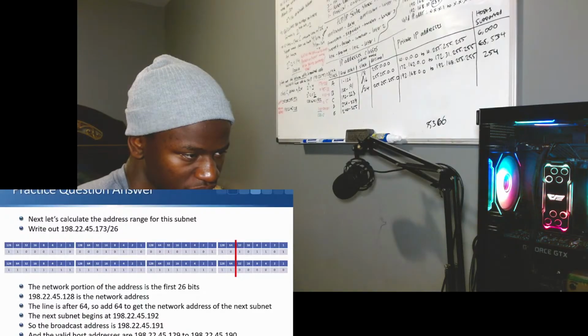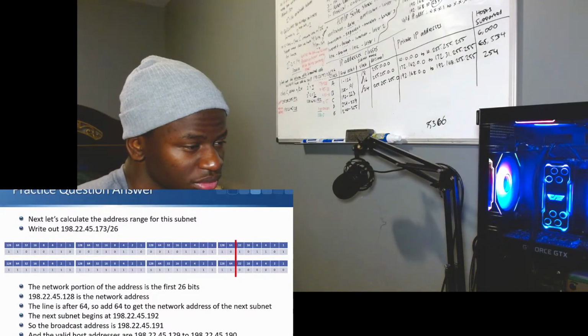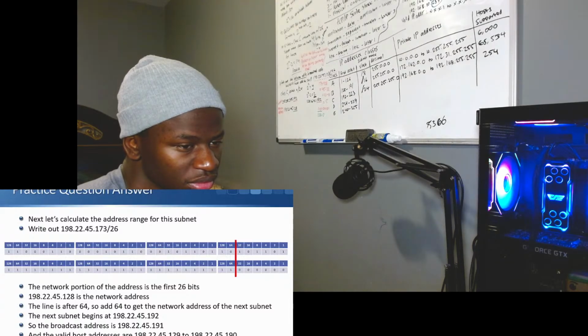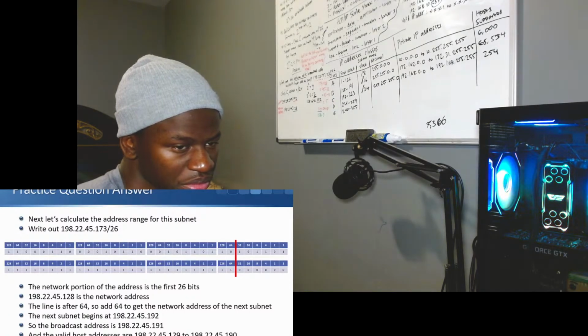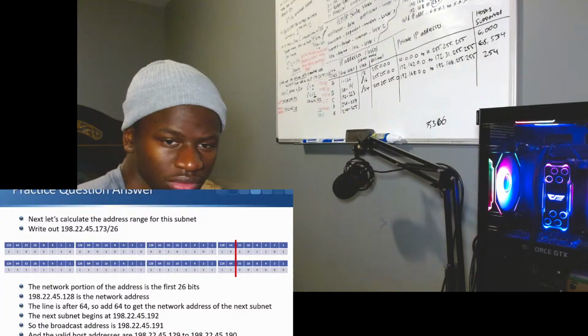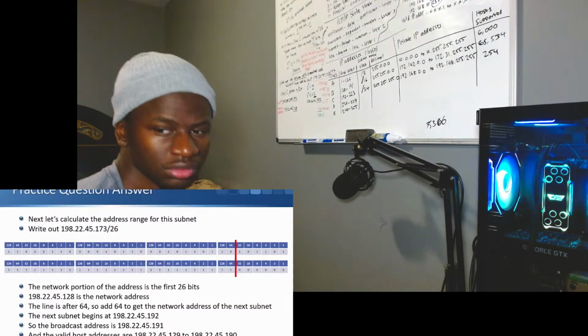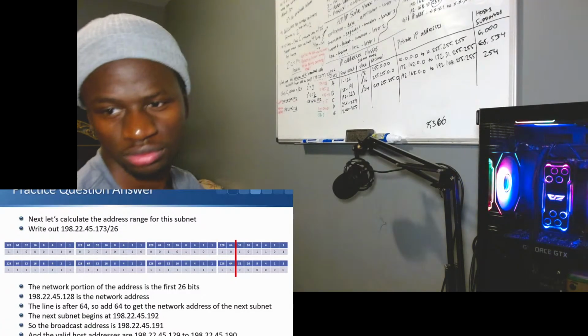Don't worry about the text yet, by the way. This is a second way that we can figure out the answer that I'll get to in a second. I'm going to explain how to do it the long way first. The long way is the logical way to do it at first. Again, we write out the IP address and the subnet mask in binary notation, and we put in the line where the subnet mask is. From that, we can figure out what the network address is. Like I just said, 198.22.45.128, I can see it here.